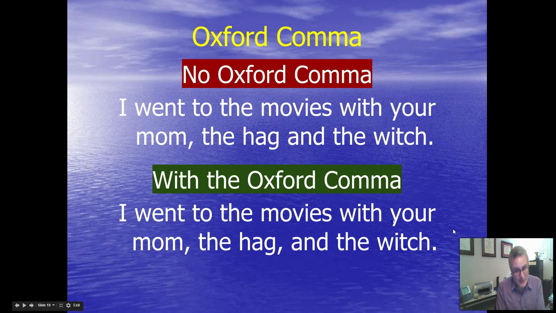Now, there is a potential problem with this that the people who support the Oxford comma don't consider. I went to the movies with your mom, the hag, and the witch. Might to some readers say, oh, well, that's three different people. But notice, this right here could also be additional information about your mom. So really, the Oxford comma doesn't really help clarify sentences as much as people would like for you to believe it does. Really, what helps clarify the sentences is context, and context is everything. So, in the context of your paper, it's going to make sense regardless of whether you include this comma or you don't include this comma. It's probably not going to matter.